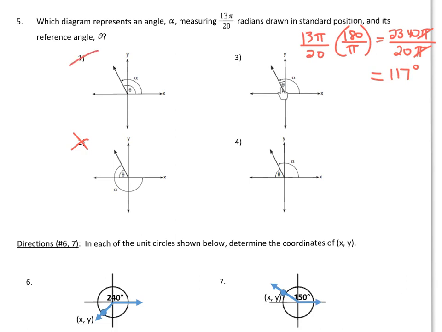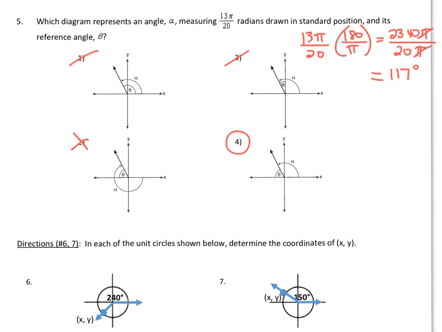Okay, choice 3, let's see over here. They went from the terminal side to the y-axis. We never go to the y-axis, so choice 3 isn't our answer either. So it's got to be choice 4, so let's see why. Okay, here's our 117-degree angle, and then here's the terminal side, and the reference angle is the angle formed between the terminal side and the x-axis, forming an acute angle.